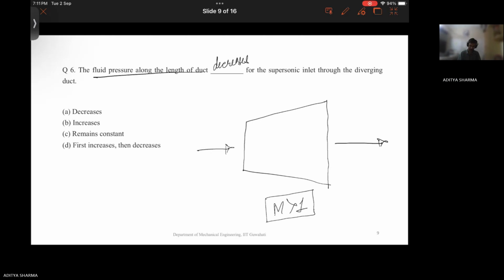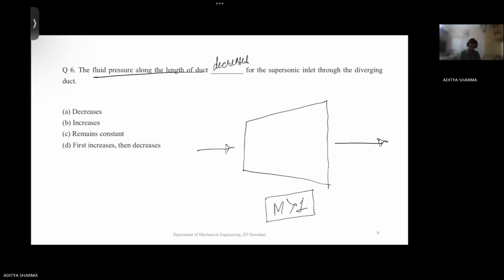Now this is clear. That is the right answer to this question.